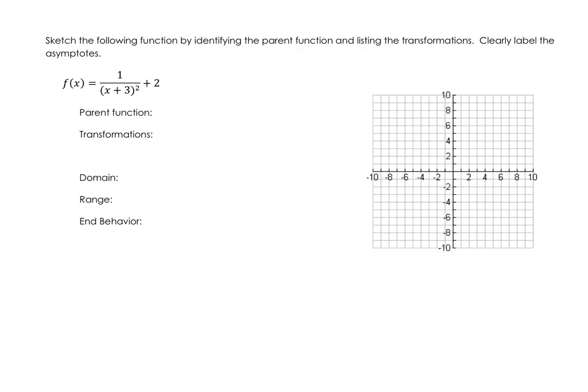So to identify the parent function, you want to eliminate all of the values that cause the transformations, which would be the shifts or the reflections. In this case, you would ignore this plus 2 as well as this plus 3 because both of those values are going to be causing some shifts. And what's left is basically 1 divided by x squared. So that is going to be our parent function. Y equals 1 divided by x squared. And that is called the reciprocal squared function.